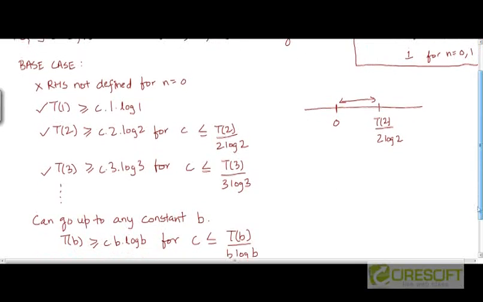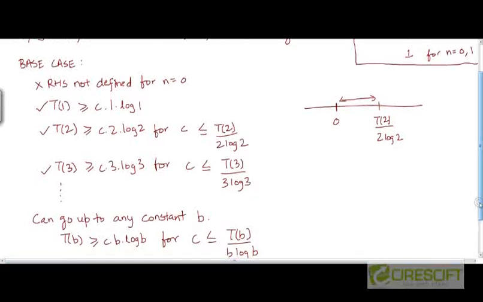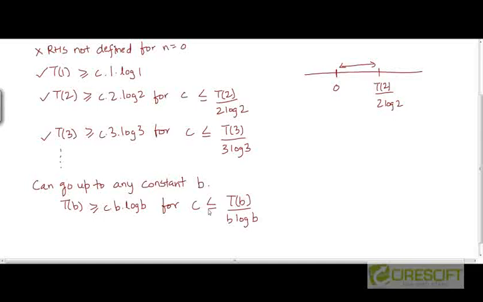So let's not worry about how many base cases we exactly need to prove. As long as it's some constant number, as long as the base cases vary from 1 up to some constant b, we can easily prove that every single base case from 1 onwards is going to be true, provided the value of c is chosen to be less than or equal to the minimum of all these values.